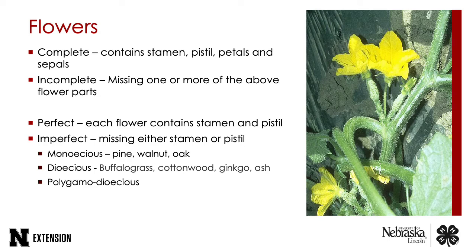We use the terms complete and incomplete related to flowers. So a complete flower is one that contains a stamen, which is the male pollen structure, a pistil, which is the tip that receives the pollen and is part of the female structure, the petals, which you'll know, and then sepals. And sepals are a covering that covers the bud when it's closed. And I'll show you a picture of that here in a minute.